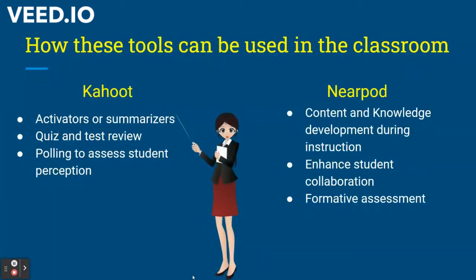How these tools can be used in the classroom. Let's start with Kahoot. Kahoot is perfect for activators and summarizers. It can also be used for test and quiz review, and also for polling students to assess their perception of how they're learning and also get their point of view on the actual digital tool itself. Now let's talk about Nearpod. Nearpod is perfect for content and knowledge development during instruction, enhancing student collaboration with all the add-on features, and also to support summative assessment.